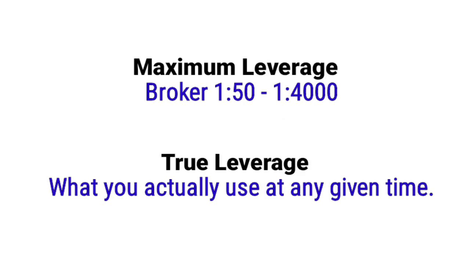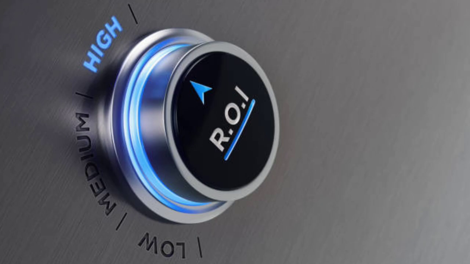So for this example, the $200,000 is your maximum leverage. That is the most you can take out in the market. Your true leverage is what you actually use at any given time. Let's say you're allowed to use up to $200, but you go ahead and use $50. Now that is your true leverage. You still have more room to move around. So you don't want to use your maximum leverage for a single trade. That would be a bad idea.